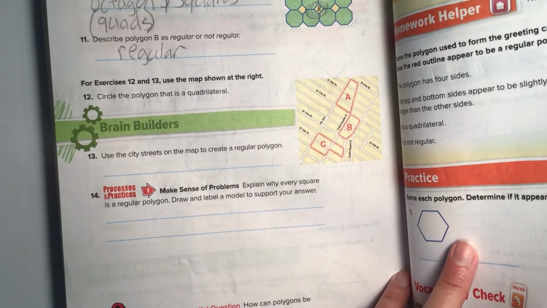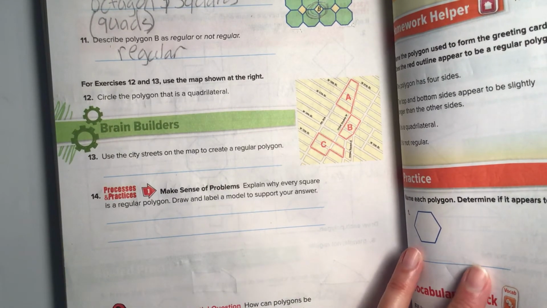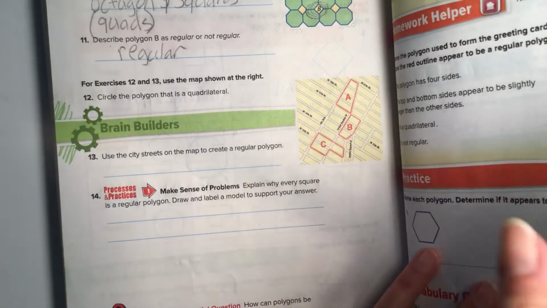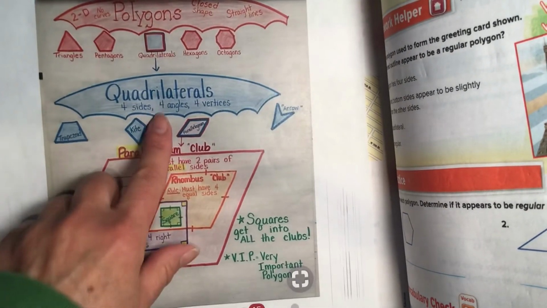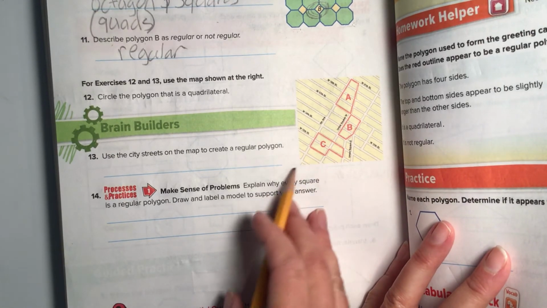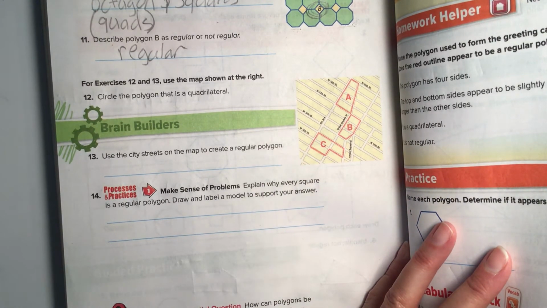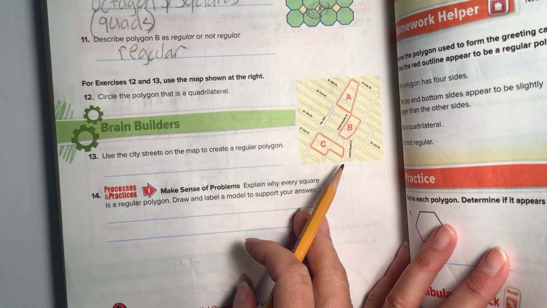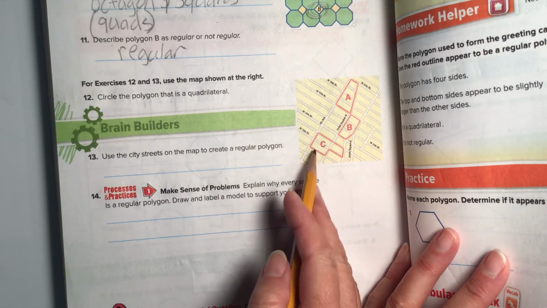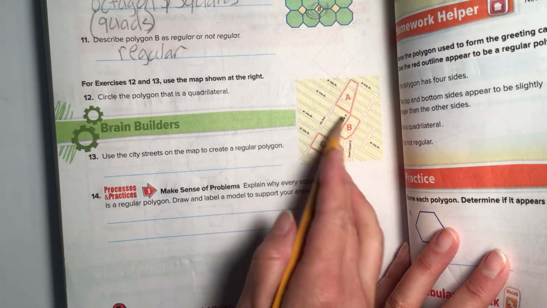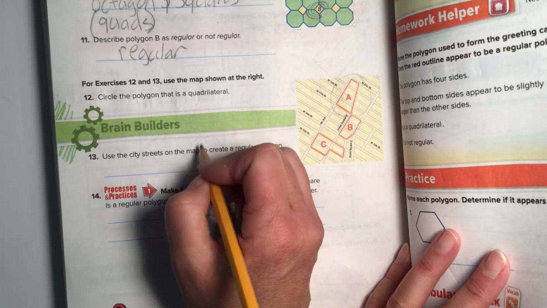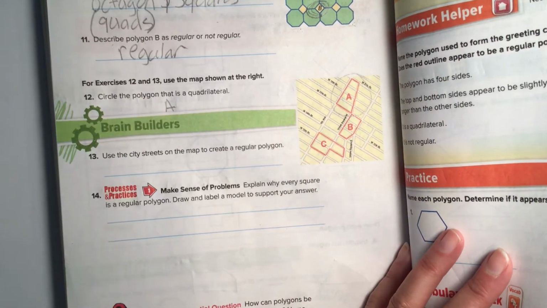Circle the polygon that is a quadrilateral. Which one is a quadrilateral? Remember, quadrilaterals have 4 sides, 4 angles, and 4 vertices. So let's see which one of these polygons are quadrilateral. I'm going to say 1, 2, 3, 4, and 1, 2, 3, 4, 5. I'm going to say that one will work out good. It is not regular, but it's definitely quadrilateral.